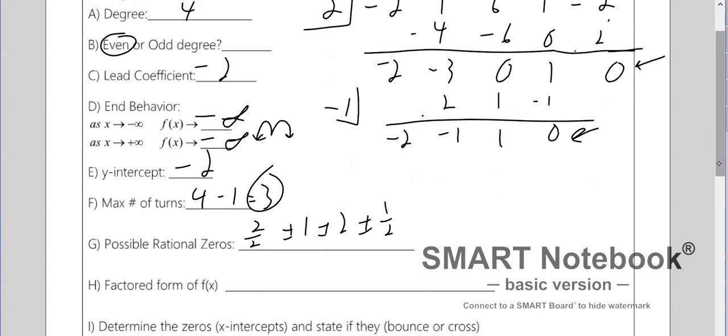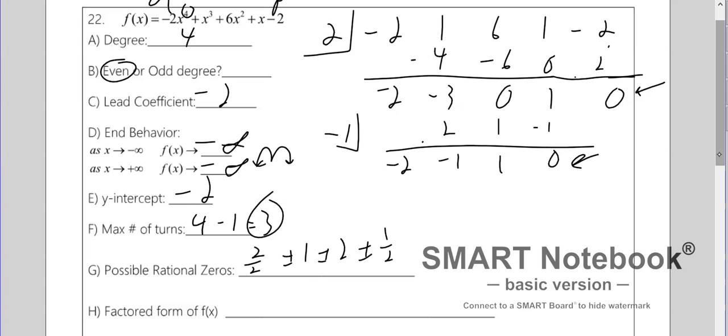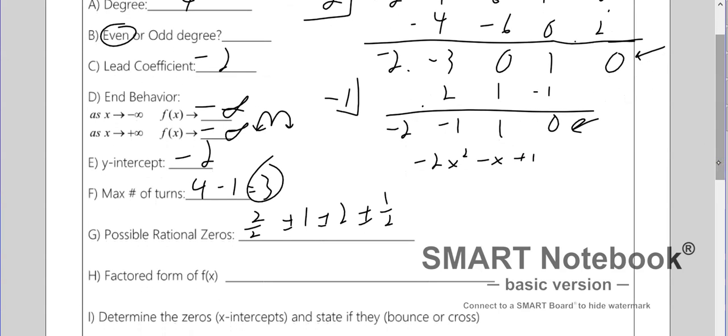Okay? Now, I start with a 4. This would have been a cubed. This is squared. So I have -2x squared minus x plus 1. So I'm going to factor this right here. That's a little more challenging because I have a -2 here and a 1 here. This obviously got to be 1 here. And I need -1 left over right here.